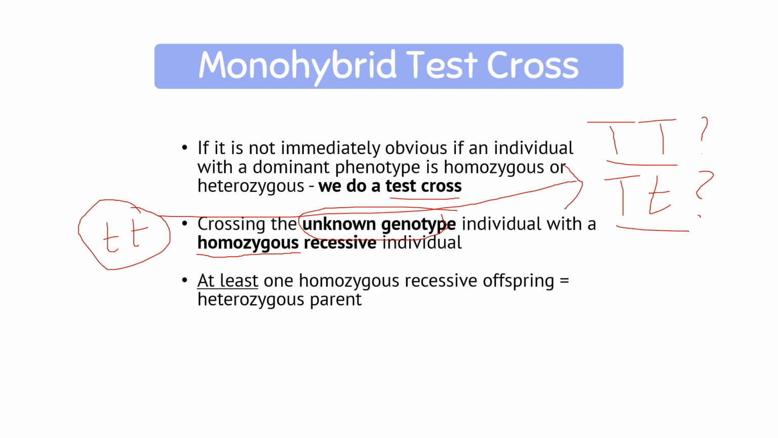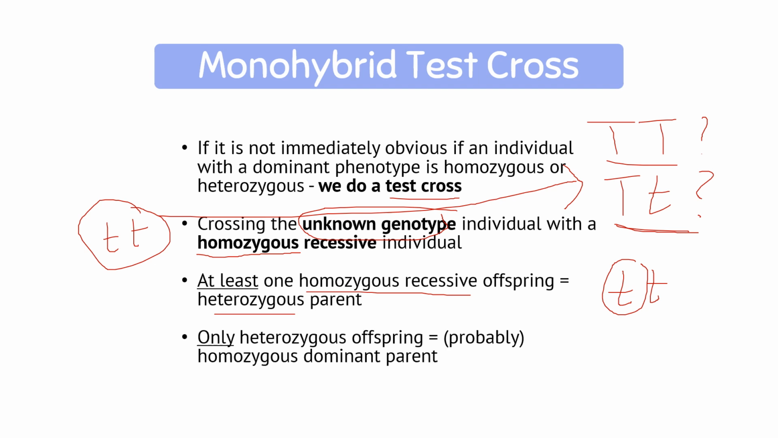If at least one homozygous recessive offspring is produced, we can assume that the parent is heterozygous. Because if we have at least one offspring that is homozygous recessive, we know that one of those alleles had to come from the parent, and so that means the parent with the unknown genotype is heterozygous.